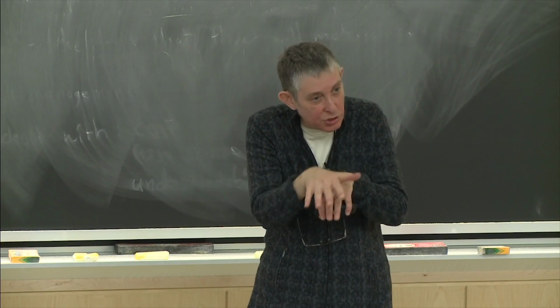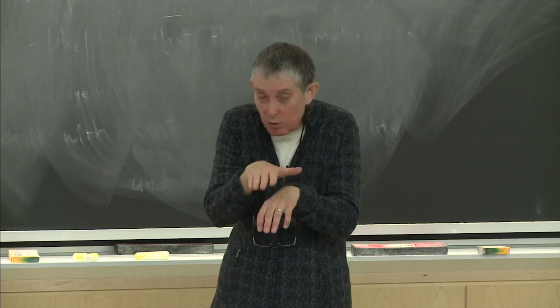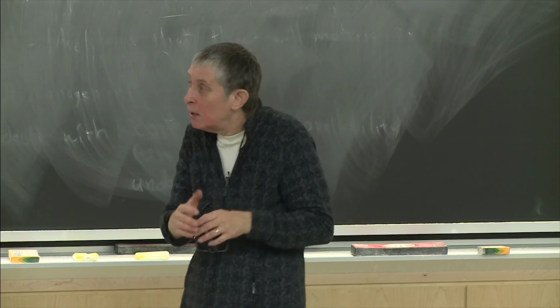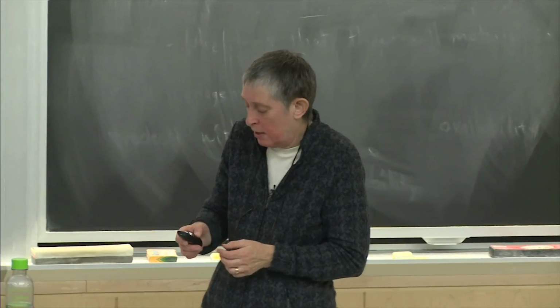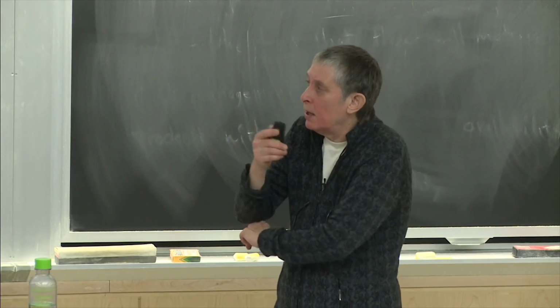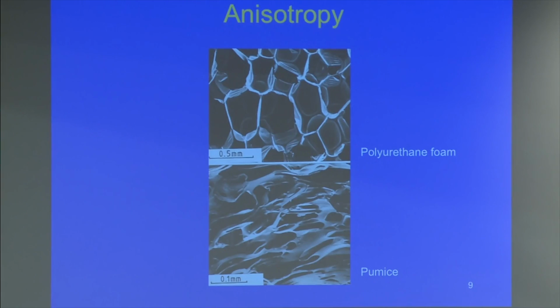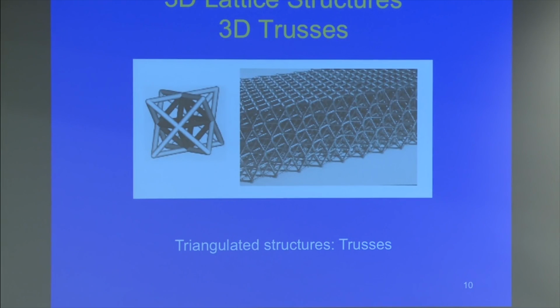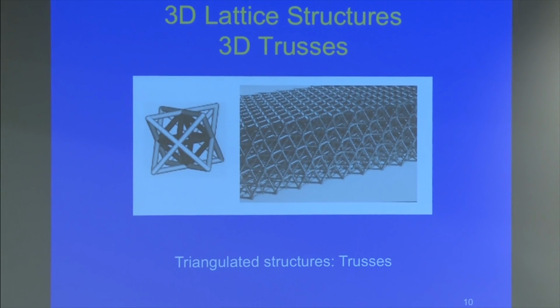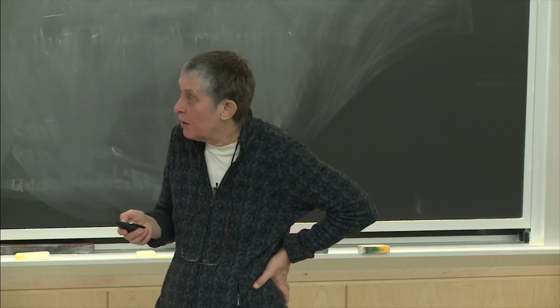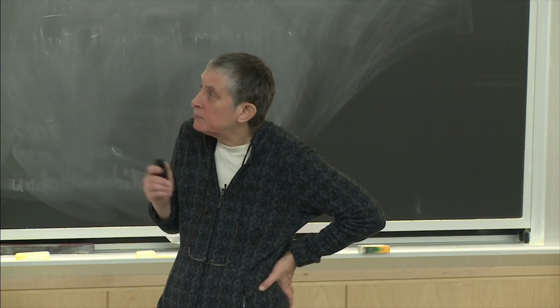And as it flowed, it got sheared, and the shape of those pores reflects the shearing as the molten lava flowed down the volcano. And so this kind of stretched out cell shape is going to give you anisotropic properties, different properties in different directions. This is the 3D truss that I'm passing around. I don't know if it's exactly the same one, but it's a similar one. And these trusses are triangulated structures, and we'll talk a little bit about their properties too.